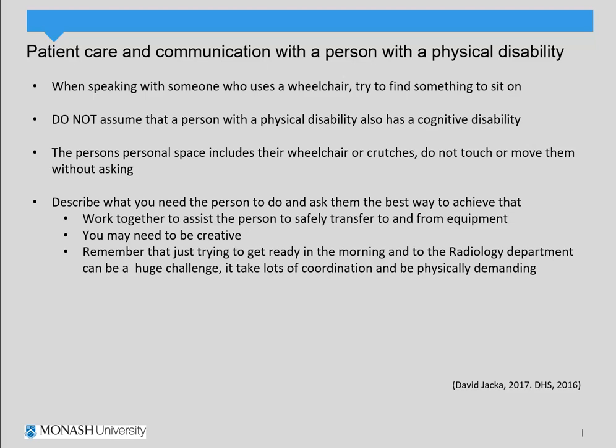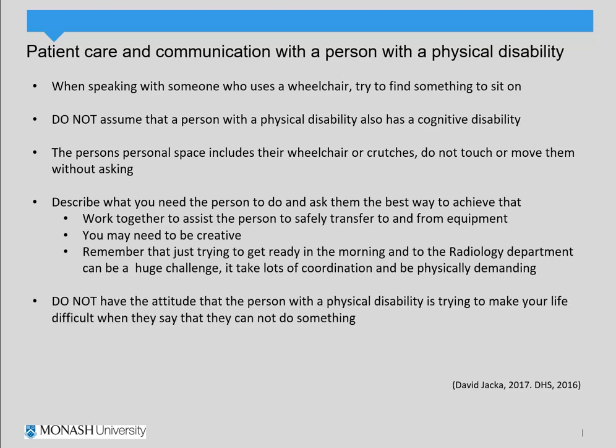One thing that Dave said is really, really important is that just trying to get ready in the morning to get to your appointment, whatever that may be, can be a huge challenge. It takes lots of coordination, particularly if you can't drive yourself, and it's physically demanding. So don't have the attitude that the person with a physical disability is trying to make your life difficult when they say they can't do something. It's taken them a lot to get in the door.